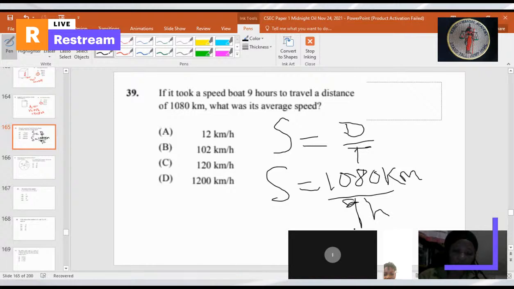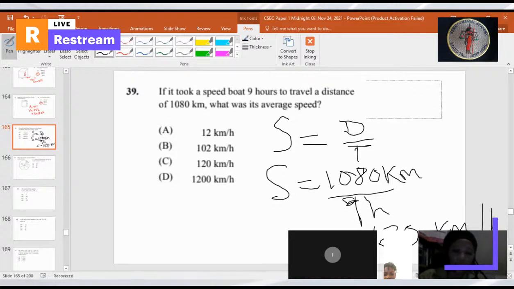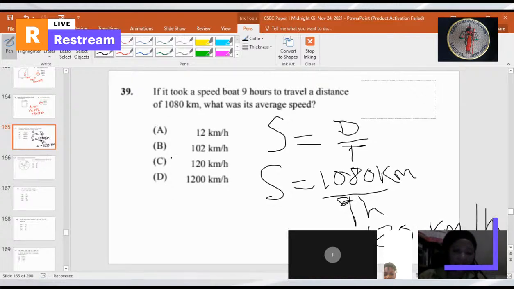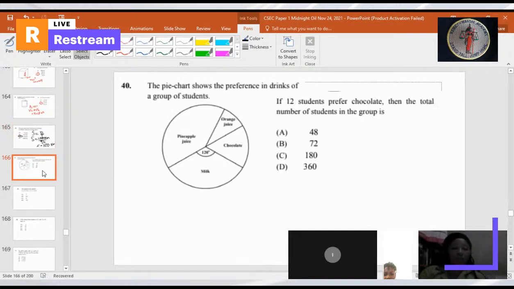So the speed would be 1080 divided by 9. 9 into 10 is 1, 9 into 18 is 2, so 120. 120 kilometers per hour. And that is C. All right.